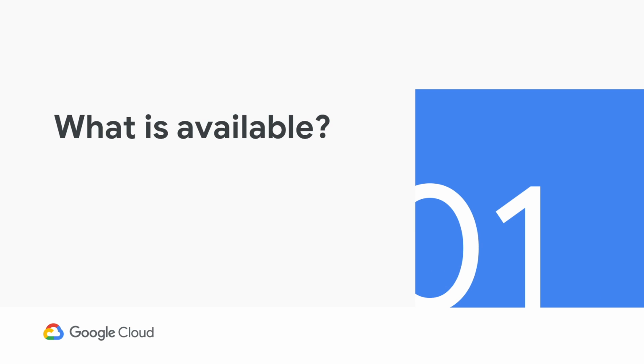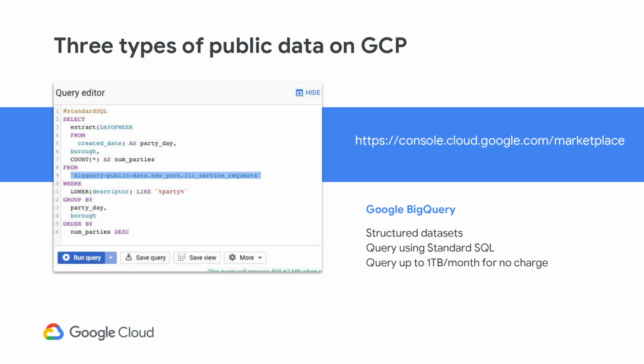So when we're talking about public data sets, we of course start with what's available. What kind of public data sets are there? There are essentially three different types of public data on Google Cloud. The first of them are the data sets that are on Google BigQuery.